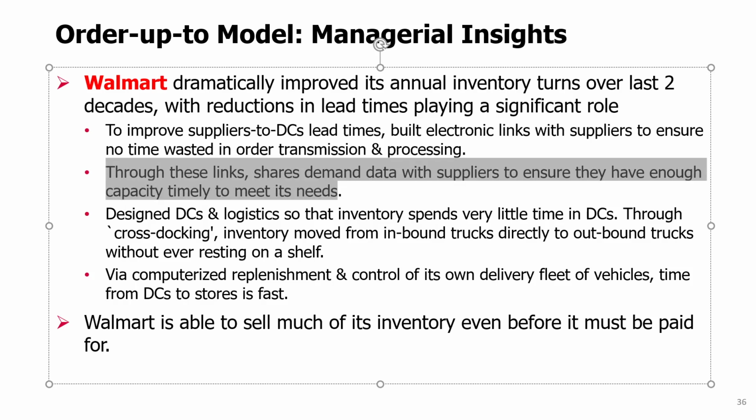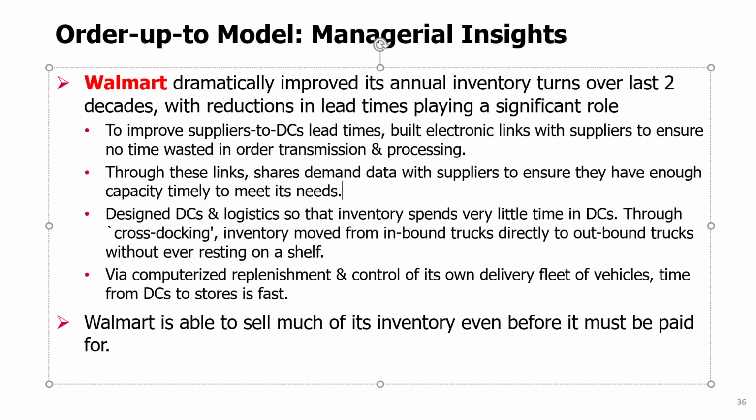Through these links, they also share demand data with suppliers to ensure suppliers know about the sales as quickly as possible. They can share the point of sales data very quickly with the suppliers. So the suppliers, even before the order is issued from Walmart, might have an idea that the order will be coming because the products are selling, or maybe not.